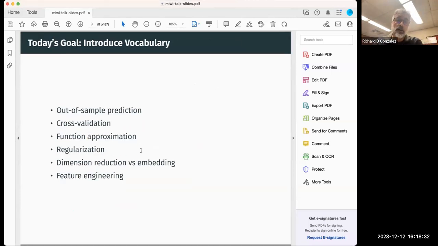Along the way, I'll use some terms that I'll define as we go along, but I just want to throw out the terms so that you hear them multiple times. I'll talk about out-of-sample prediction, cross-validation, approximating functions, regularization, dimension reduction versus embedding, and feature engineering. Okay, so I'll define these as we go along.